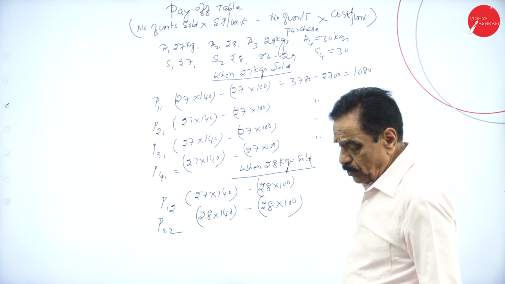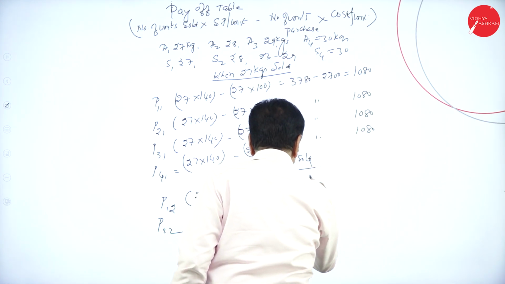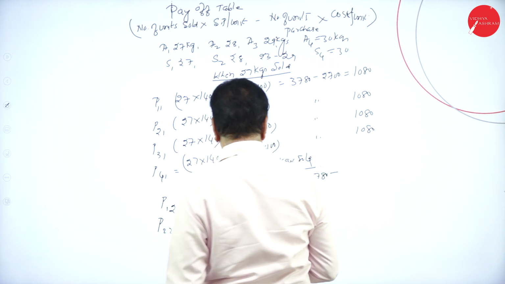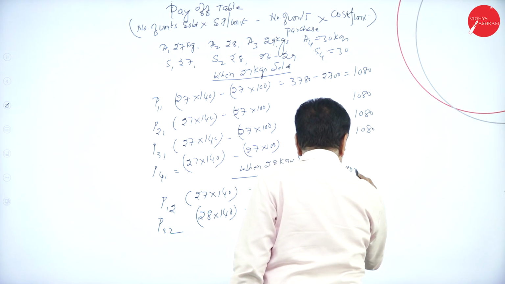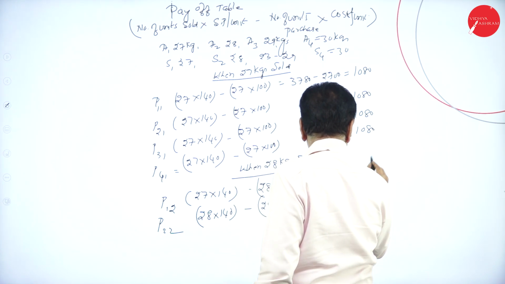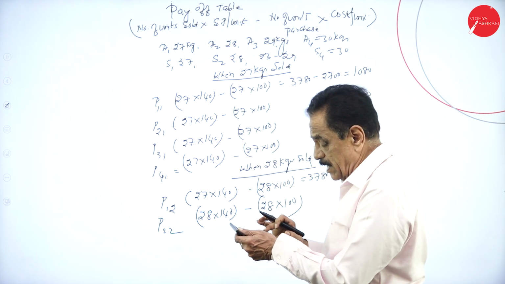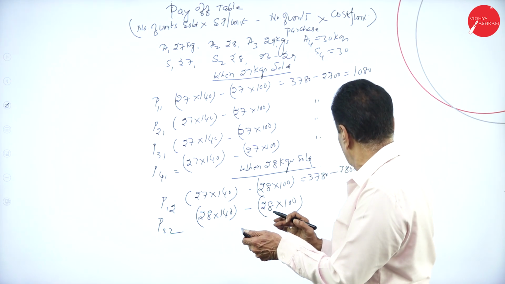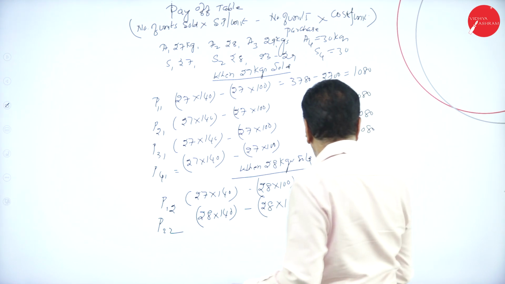Have it now. 27 into 140, 3780 minus 2800. Deduct 3780 minus 2800, 980.